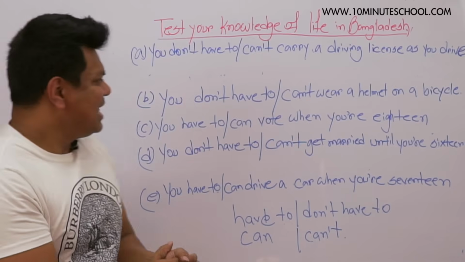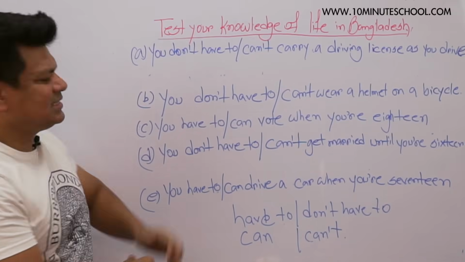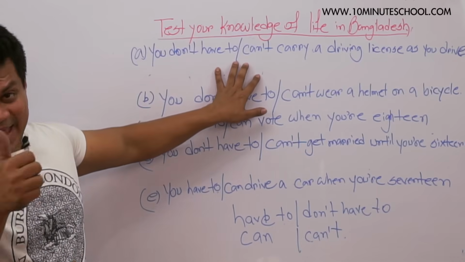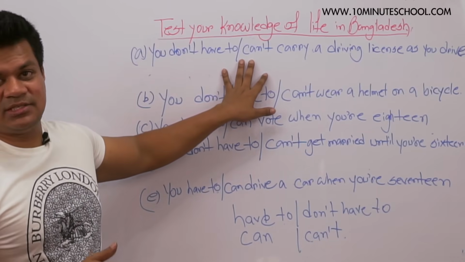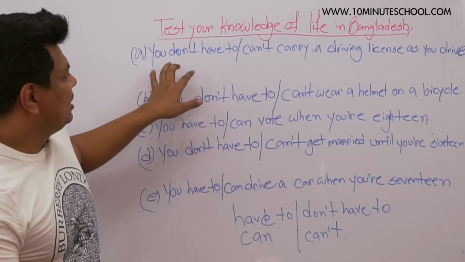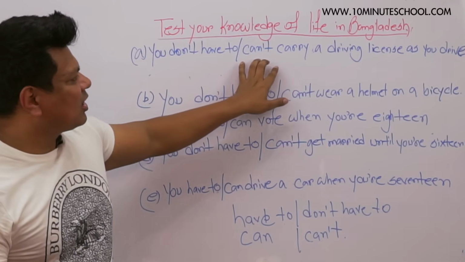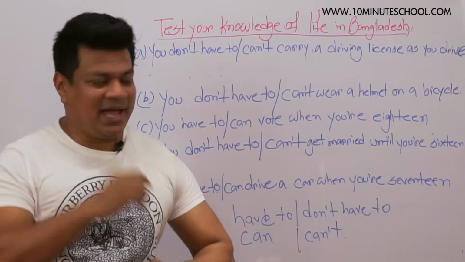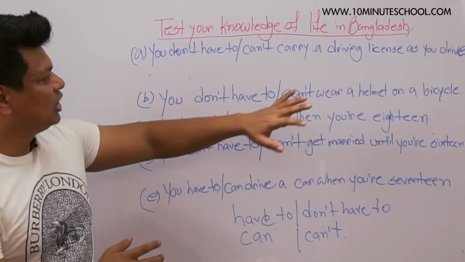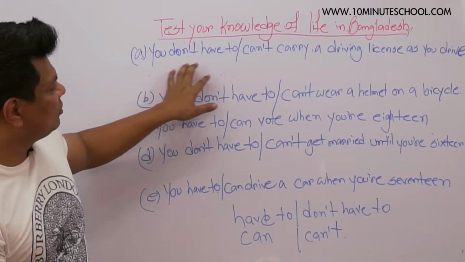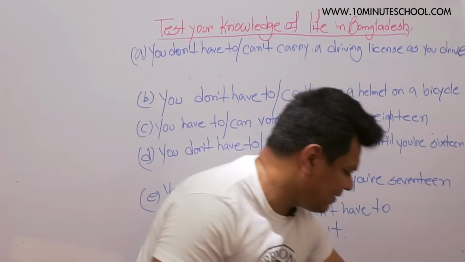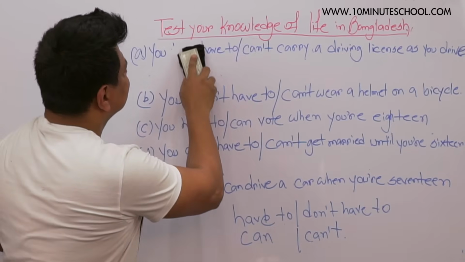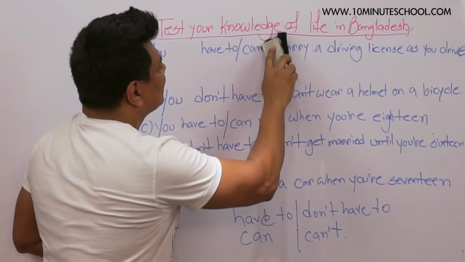Now let's solve these sentences, guys. See the first one. So it actually tests your knowledge of your country. You don't have to or can't. You have to pick one of these two. And actually your answer is going to be, look, you, oh, I'm very sorry about that. I will write you have to, you can.